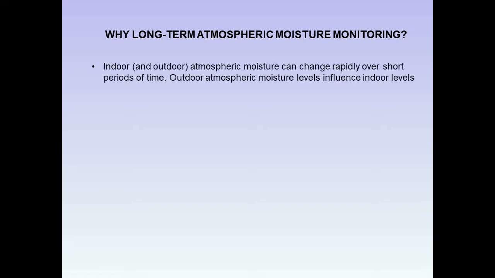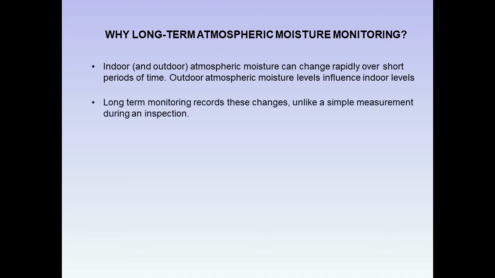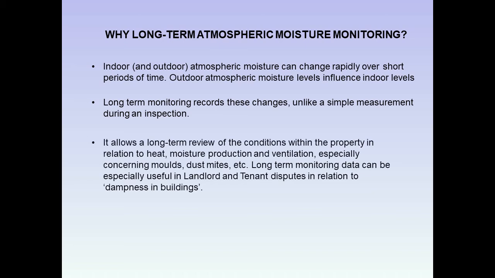Well, indoor and outdoor atmospheric moisture can change rapidly over short periods of time. Outdoor atmospheric moisture levels influence indoor levels. Long-term monitoring records these changes better than a simple measurement during an inspection, and allows long-term review of conditions within a property in relation to heat, moisture production and ventilation.